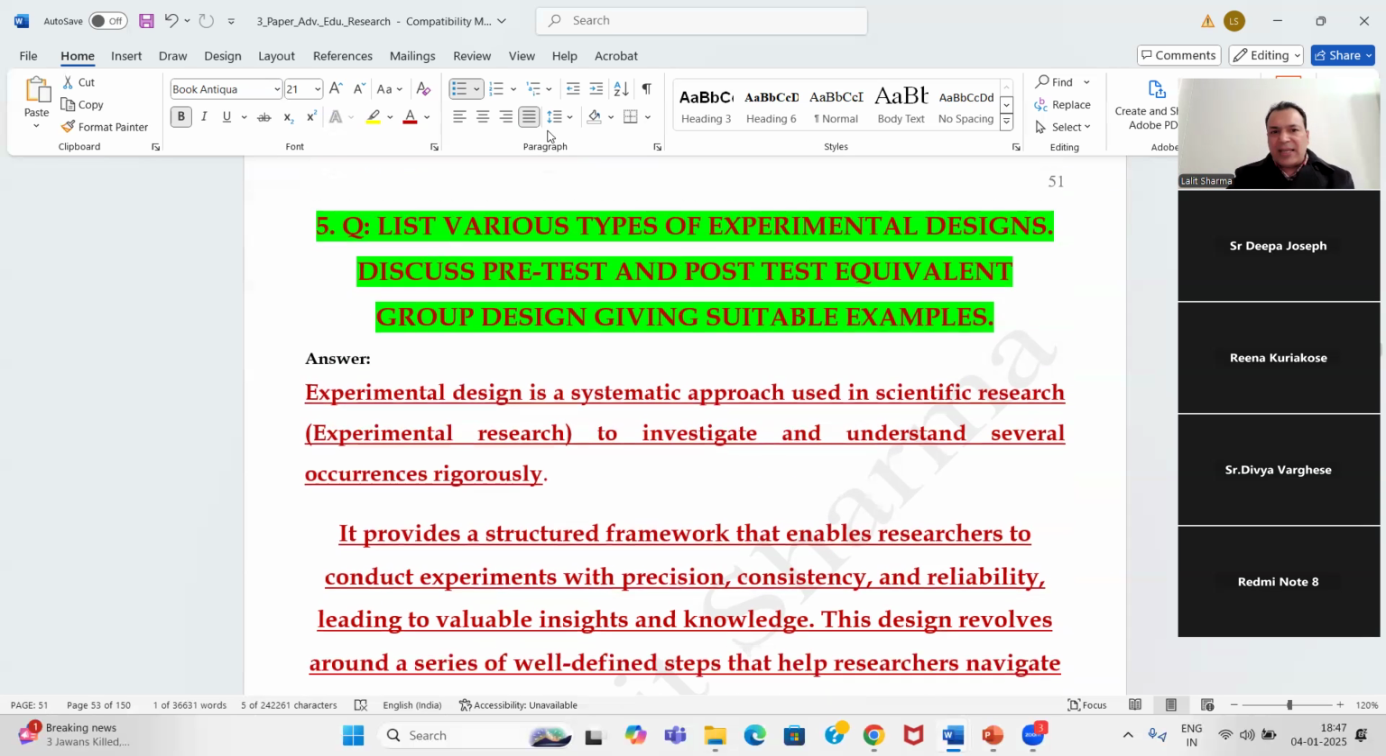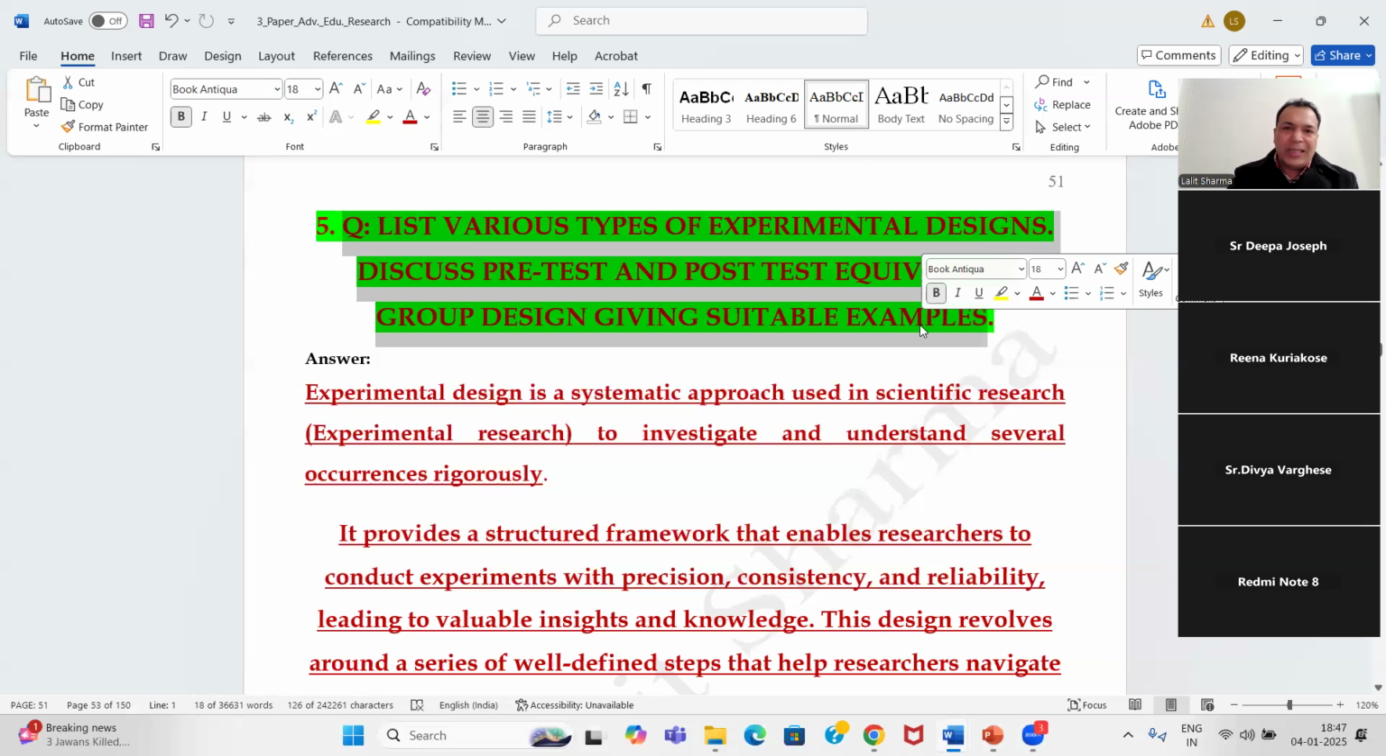Okay guys, the next is the 5th one. Again, most important. ये देखो 4-5 क्वेश्चन तो ये आने ही आने हैं. These 4 or 5 questions which we have already discussed would definitely come. और experimental design तो most important है, right? अब you know what is the question? List the various types of experimental design. Discuss pre-test, post-test, equivalent group design, giving suitable example, right?